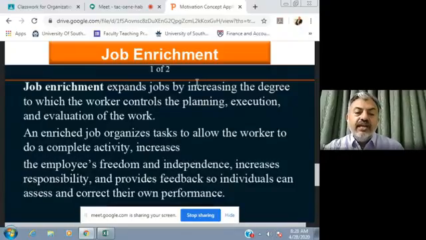On the other hand, an enriched job organizes tasks to allow the worker to complete an activity, and it increases the employee's freedom, the independence, and it increases his responsibility. He has to do that job with a lot of responsibility, and then provide feedback so individuals can assess and correct their own performance. When they generate a report, they send it to the pathologist, they receive a feedback from the pathologist, and then they can correct their set of activities that they are performing.